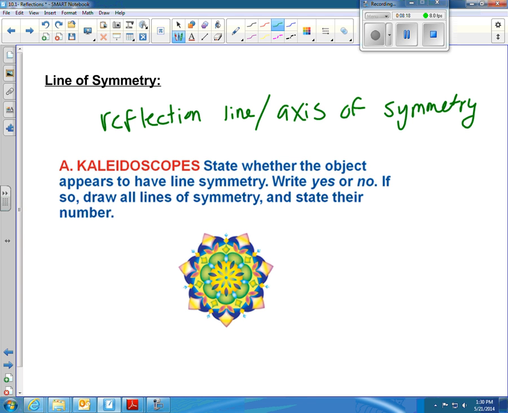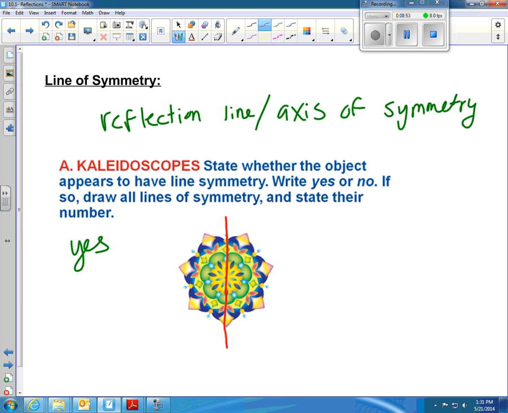A says, state whether the object appears to have a line of symmetry, write yes or no. If so, draw all lines of symmetry and state their number. Okay, so looking at this one, do you remember having kaleidoscopes as kids where you look through one end and hold it up to the light and you can twist the little end and it's going to change pictures? This is the idea. Those kaleidoscopes are actually made with mirrors, and that's what gives us the picture. So does this look like I could fold it somewhere and I'd have lines of symmetry? Yes, it does. Okay, so let's go ahead and draw some.